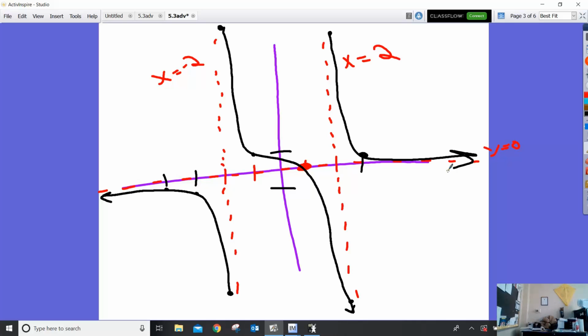So really the only kind of new skill as far as making a table is just find x values that are really close to your asymptotes. You don't have to do anything else. They're really not that hard. And we only have one more in our notes, and it's a dude with a hole.